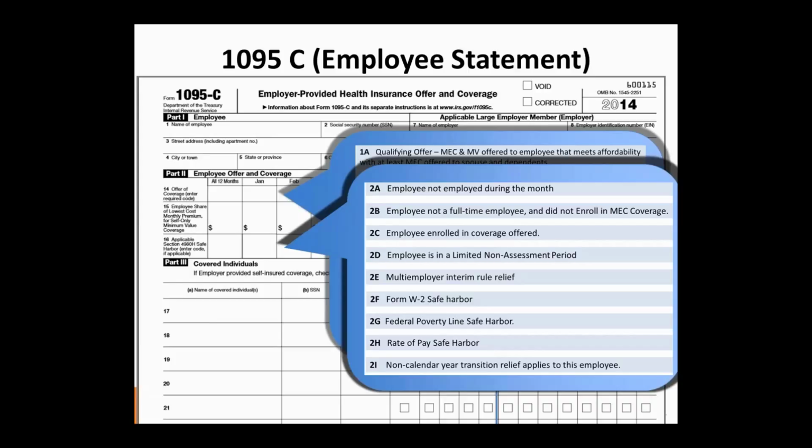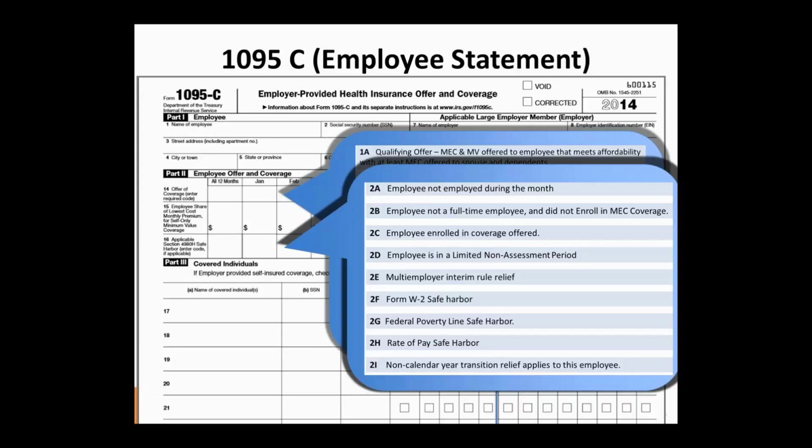Right, okay. So basically every time you hire an employee, you have to generate 1095 as long as they're full-time. If they're full-time, yep. Okay, thanks. No problem.